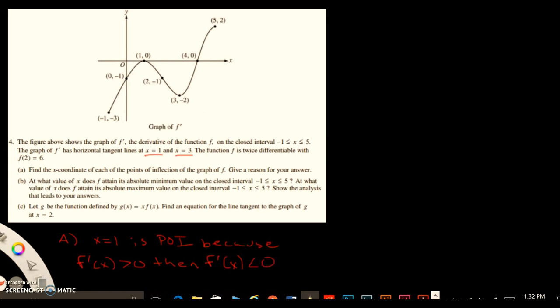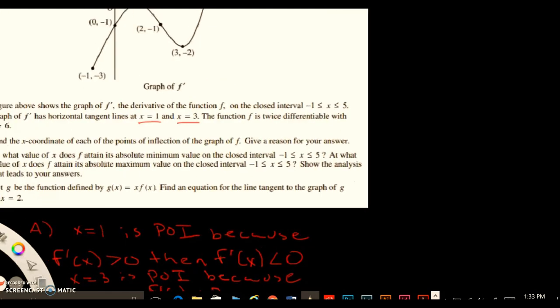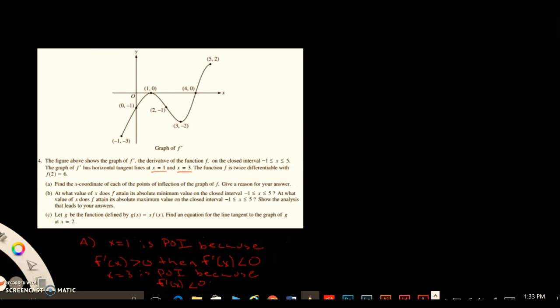The next point of inflection would be at 3, and that's going to be the last one. So x equals 3 is a point of inflection because f prime of x is less than 0. Let me zoom out. Then f prime of x is greater than 0. And f prime of x equals 0 for both of these parts. I should probably write that down. f prime of 1 equals 0, and f prime of 3 also equals 0.